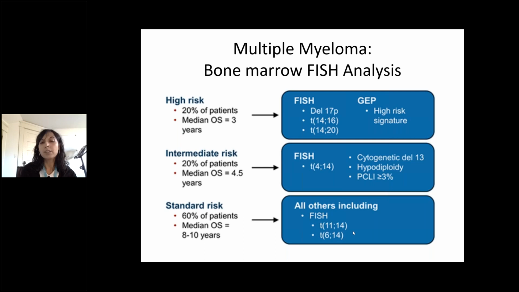So what the T(11;14) refers to is a translocation where part of one chromosome migrates to the other chromosome and vice versa. And that mutation tells us about how aggressive the patient's myeloma is likely to be. And then moving to the intermediate risk, which is about 20% of patients, there are different mutations we look for. And then finally, for high risk, these are the mutations that really do worry us a little bit.